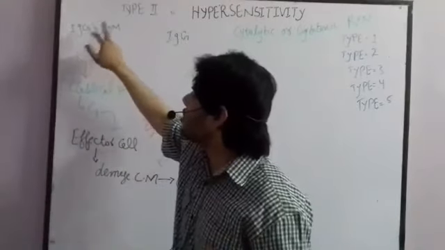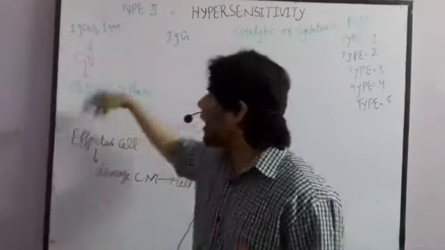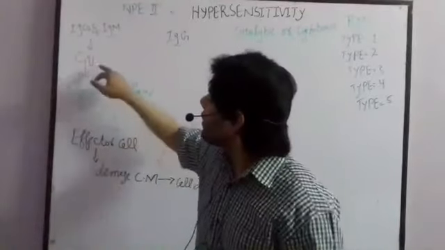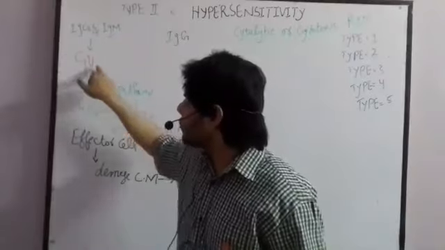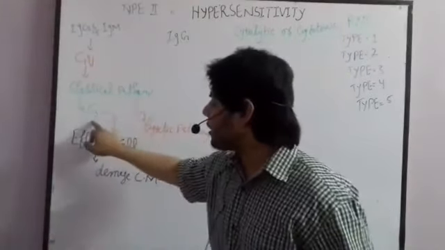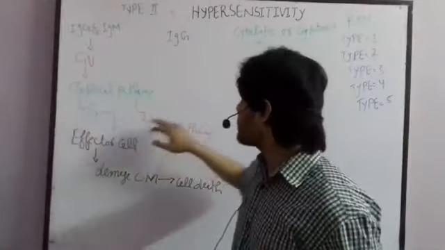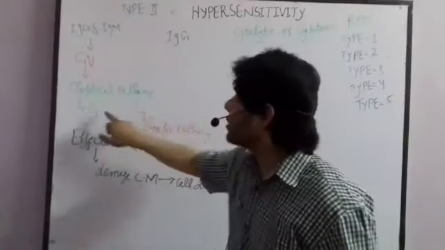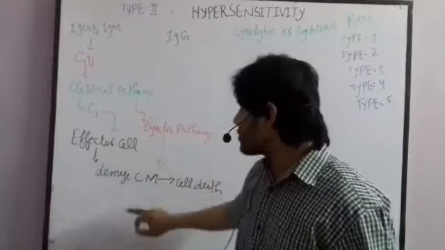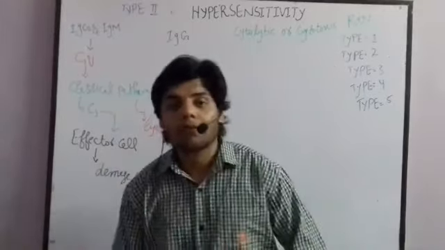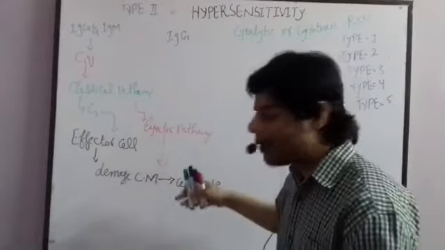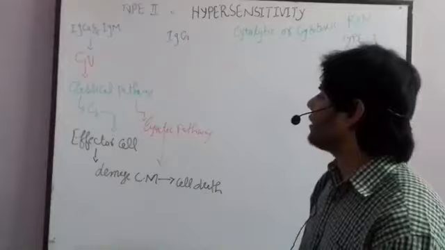First of all, this IgG and IgM antibody are activated against the tissue surface antigen. They will activate these proteins, and these proteins will activate the classical pathway. The classical pathway will activate C3, or sometimes they will activate the lytic pathway. If they activate C3, C3 will activate the affected cells. This affected cell will cause damage to the cell membrane, and finally the cell will die. On the other hand, this lytic pathway will cause damage to the cell and cell death.